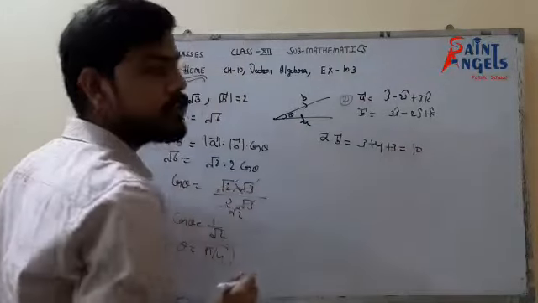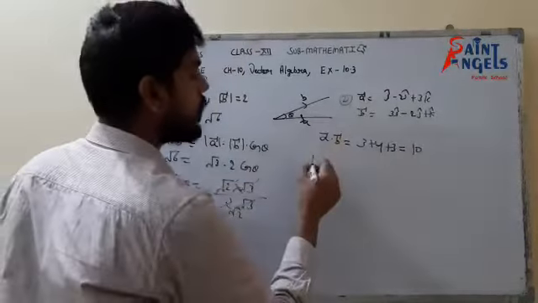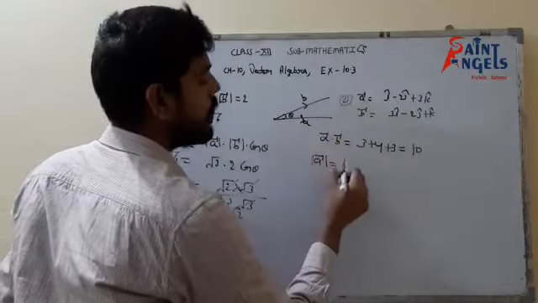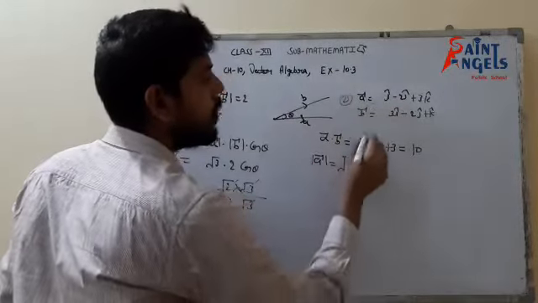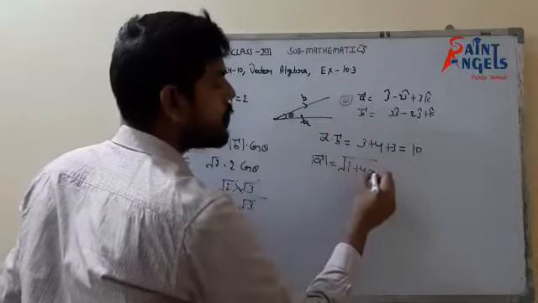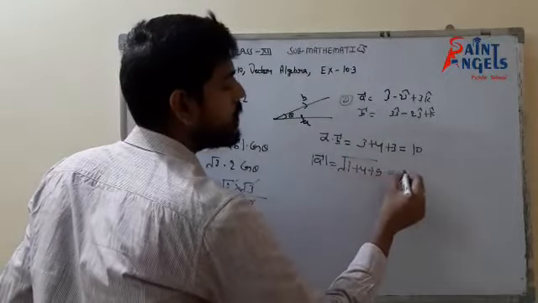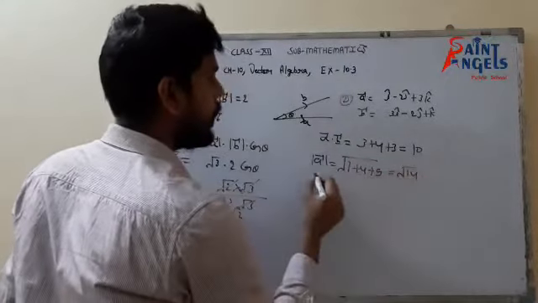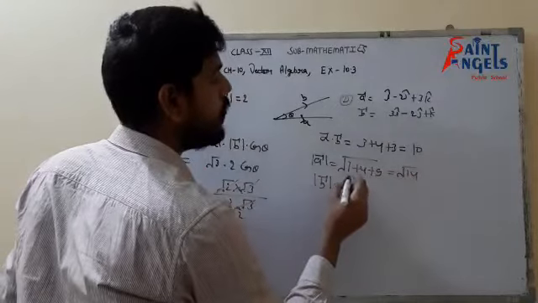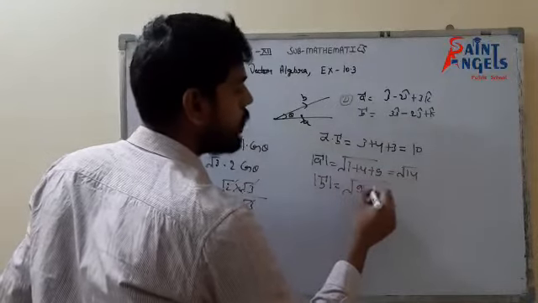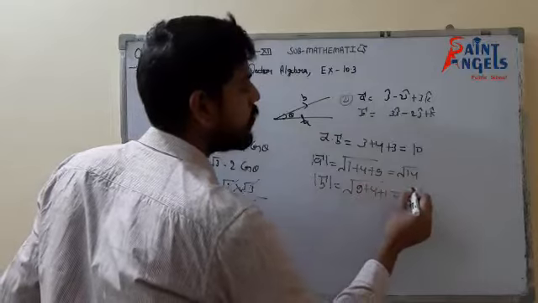So a dot b equals 10. Now find the magnitude of vector a. That would be under root of 1 square, minus 2 square would be 4, plus 3 square 9. So that is under root 14. Now find the magnitude of vector b. That would be under root 3 square 9, plus 4, plus 1. That is also under root 14.